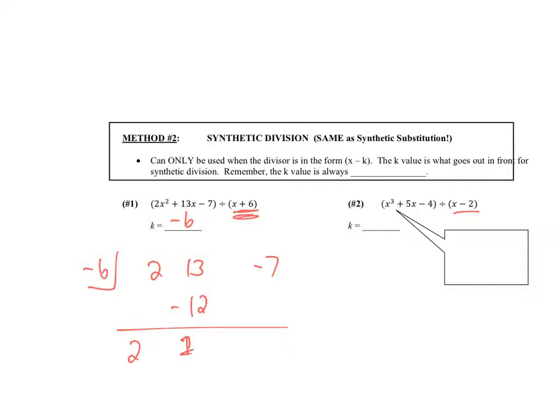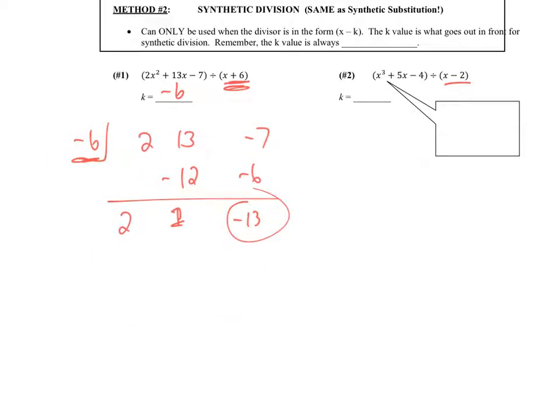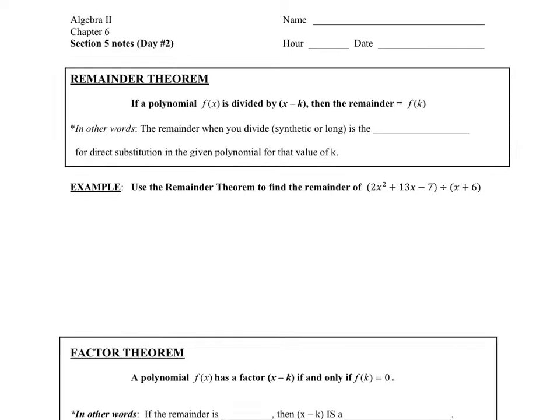I'm just trying to sketch this out real quick. The remainder was negative 13. So basically, when we use negative 6, our remainder is what we get at the end. And that's what we did yesterday. Plug in k, use synthetic division, find the remainder. So down here it says your remainder is f of k, which is what we did yesterday.